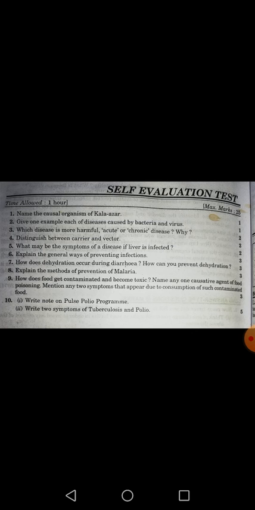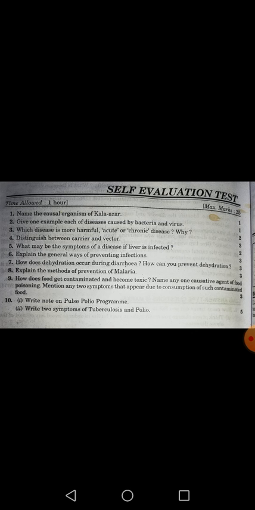And the next part of the question is to mention any two symptoms that appear due to the consumption of such contaminated food. So definitely if we are consuming such contaminated food, we will have food poisoning. And during food poisoning we will feel pain in our abdomen region, we will feel dizziness, we will have indigestion, we will feel nausea or vomiting, okay, as well as stomach cramps.